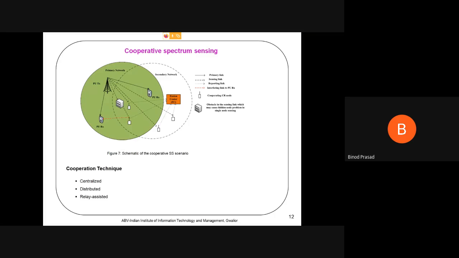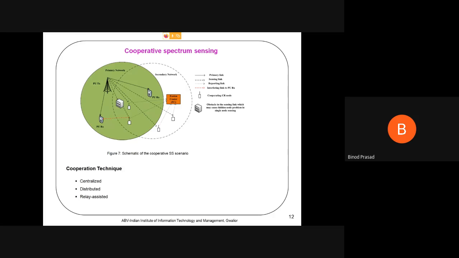Because in the centralized case, each one has to report to the fusion center, and then the fusion center will have to take the decision. So all these things are being done in order to sense the given band, so its sensing time may get increased. But in the distributed case, the sharing of information is between the users. They are not going to share with the fusion center.